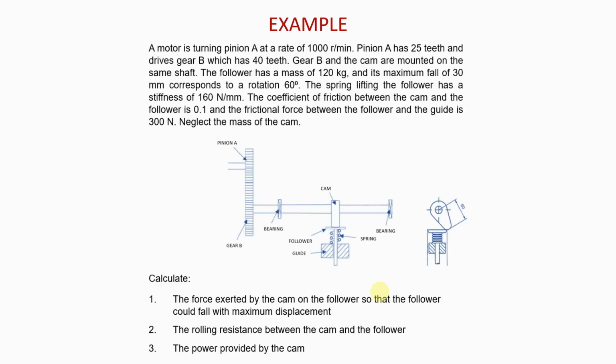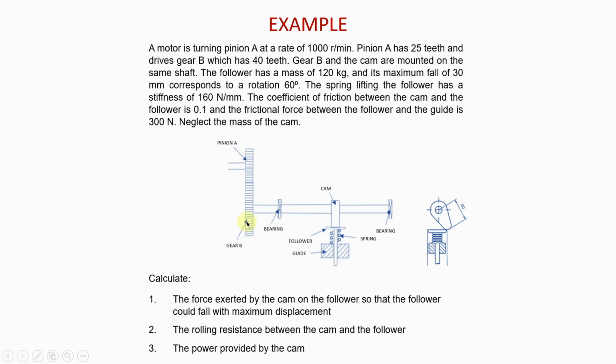And so this is the example. The question says, a motor is turning pinion A at a rate of 1000 rotations per minute. Pinion A has 25 teeth and drives gear B, which has 40 teeth. Okay, so this is pinion A here. It is connected to a motor, and the motor is spinning this pinion at the rate of 1000 rotations per minute. And then you are told that pinion A has 25 teeth and it drives gear B.